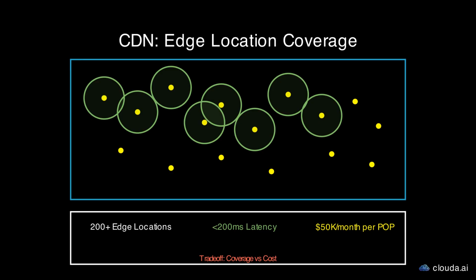We optimize by using CloudFront's existing network of 400 plus edge locations, which amortizes cost across all AWS customers. For regions with high traffic like North America and Europe, we get dense coverage. For lower traffic regions, we accept slightly higher latency. The coverage circles show the geographic reach of each edge location. Users within the circle get sub 200 millisecond latency.